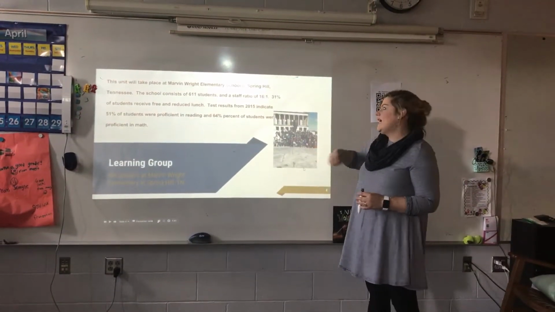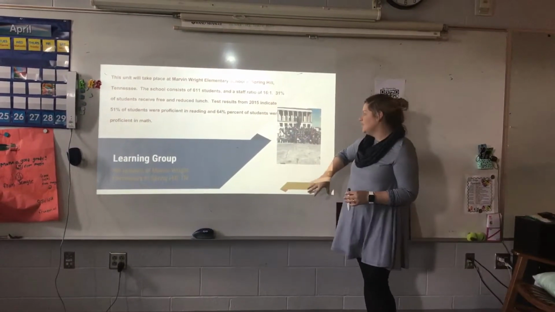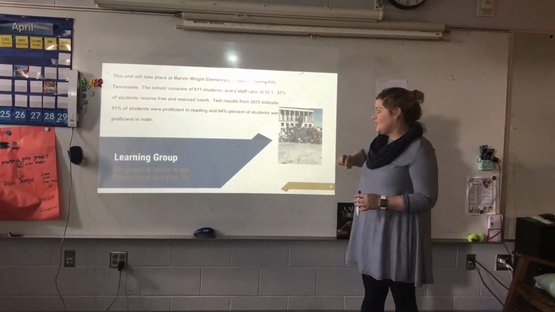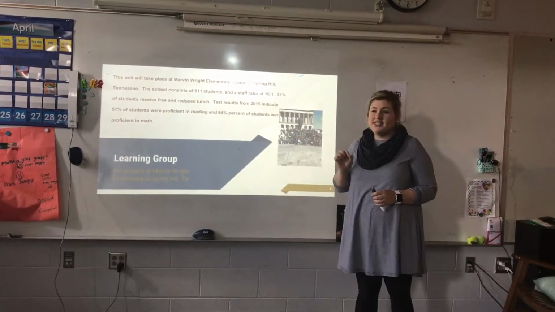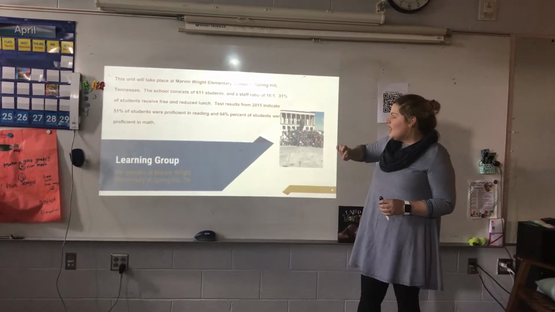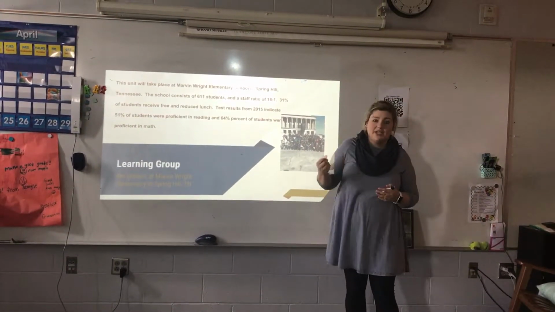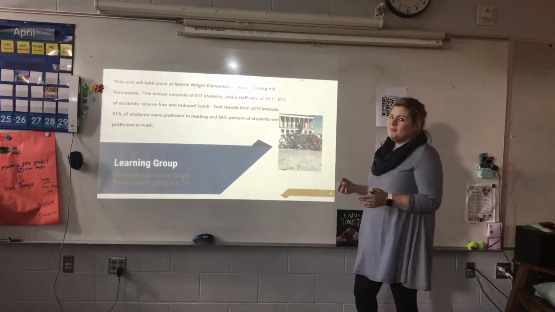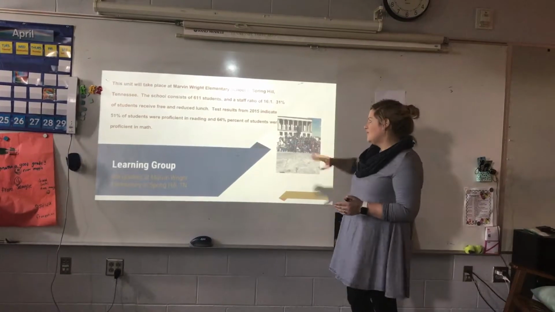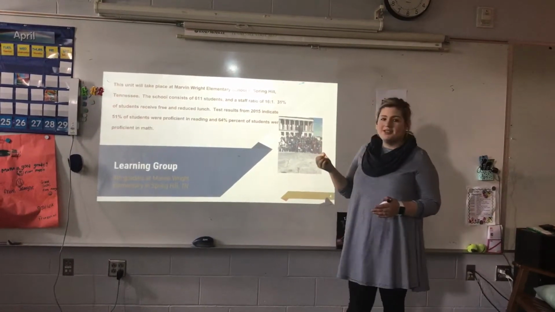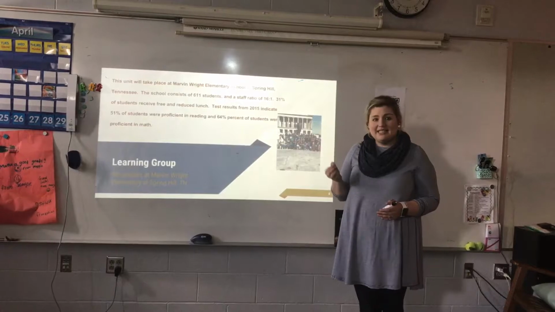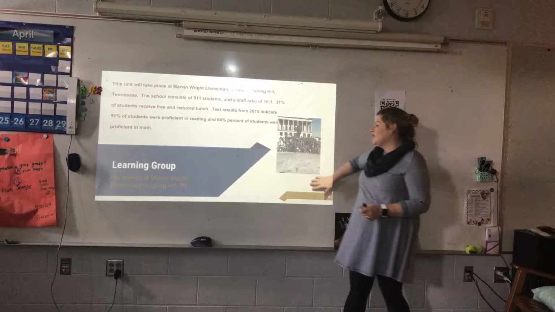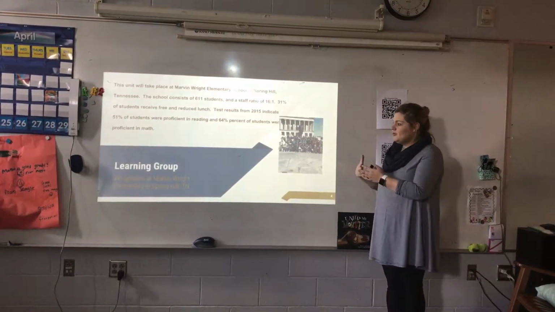This unit will take place at Marvin Wright Elementary in Spring Hill, Tennessee. The school consists of 611 students and a staff ratio of 16:1. 31% of the students receive free and reduced lunch. Test results from 2015. We are missing a year there due to last year being no testing. They indicated that 51% of students were proficient in reading and 64% of students were proficient in math. And then we have a little picture here of our sample group.